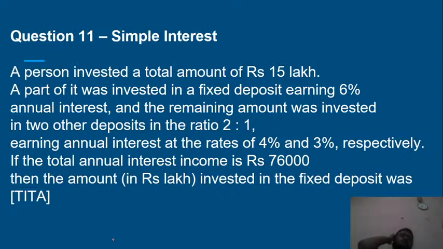Okay guys, so the question is of simple interest. A person invested a total amount of 15 lakh, and this 15 lakh was divided into two parts. A part of it was invested in a fixed deposit at 6% annual interest, and the remaining amount was deposited in two other deposits in the ratio of 2 is to 1, at rates of interest of 4% and 3%. So the total interest is 76,000. Then what was the fixed amount?